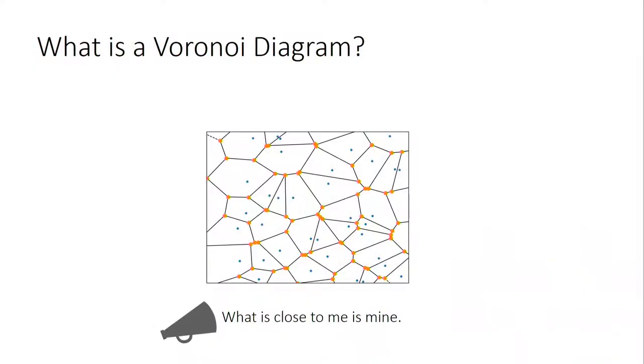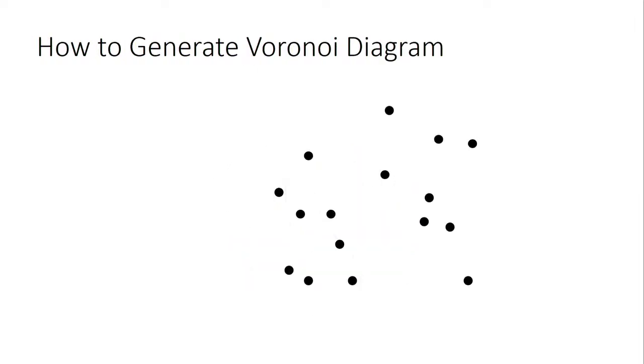So apart from that, it is used in many things. Basically, it is an optimization of some quantity, whether it is space or energy. So Voronoi diagrams are very important. How do you generate Voronoi diagrams?